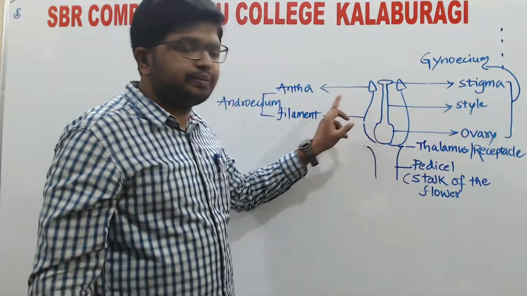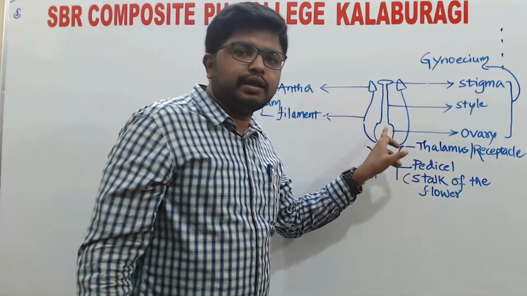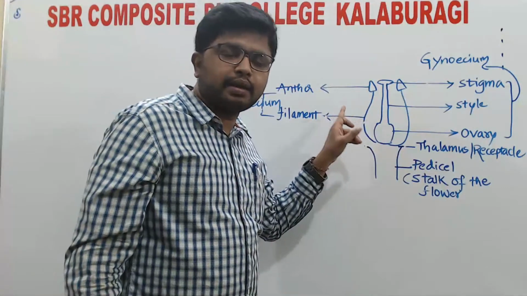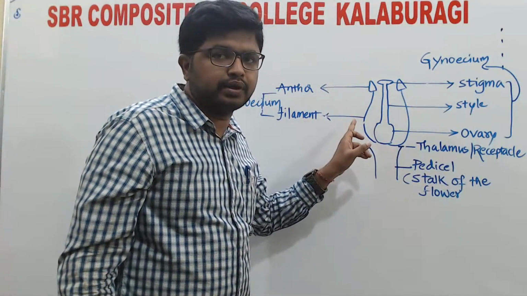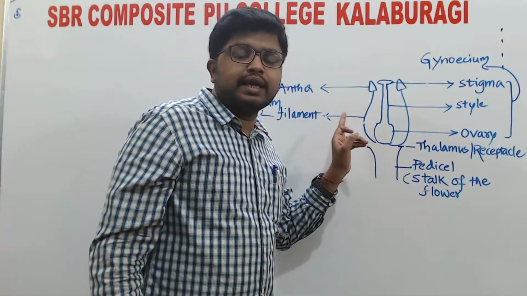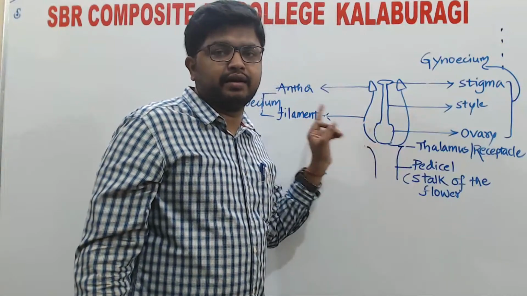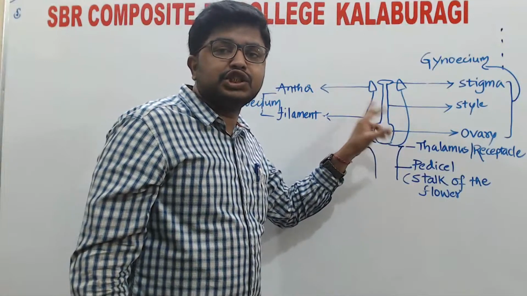So gynoecium and androecium, both together are called the reproductive organs, or reproductive whorls, or essential whorls. Remember, these are said to be essential whorls because they are involved in the reproduction event, right? That's why we name them essential whorls.